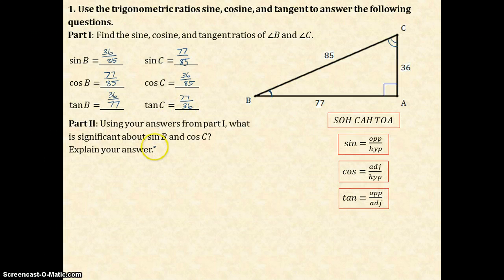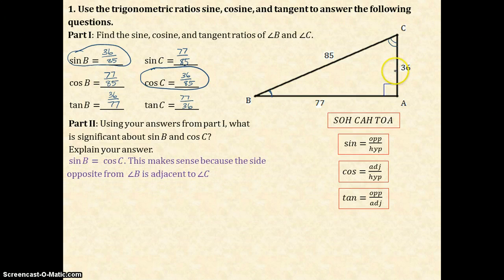So looking at our answers from part 1, what is significant about sine of B and cosine of C? Well, they're equal to the same value. And why is that? Sine is opposite over hypotenuse, so the side opposite of B is 36 and the hypotenuse is 85. Cosine is adjacent over hypotenuse, and the side adjacent to C is 36. So sine B equals cosine C because the side opposite of angle B is the same side that is adjacent to angle C.